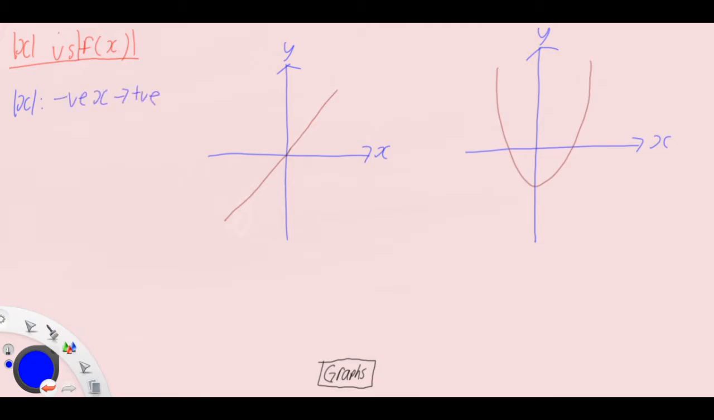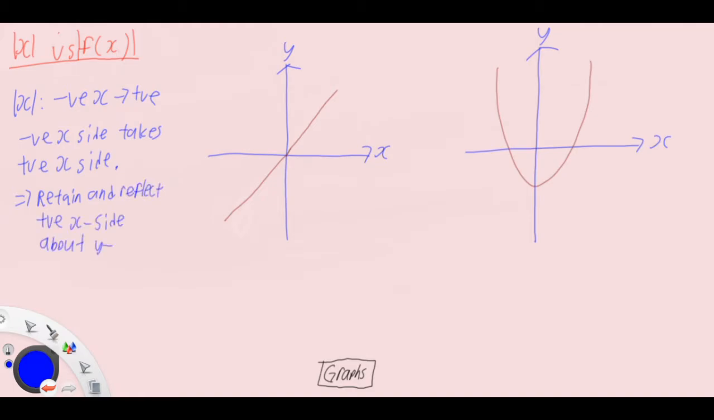Moving on to our modulus graph, we have mod x. The idea is that negative x becomes positive x, therefore the negative x side will take the values of the positive x side. So basically retain whatever is on the positive x side and then reflect about the y-axis. If we look at this linear curve, we just delete whatever we had on the negative side, then repeat and reflect the positive x side.